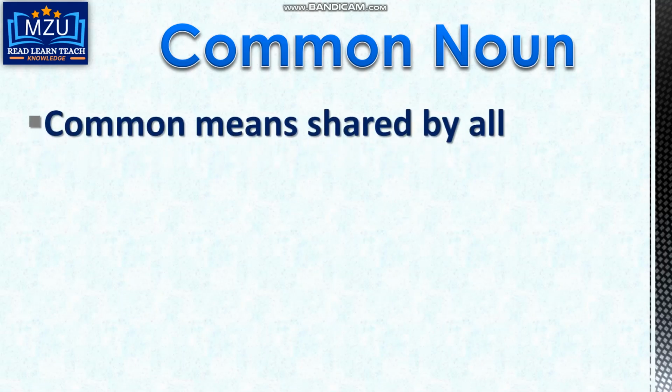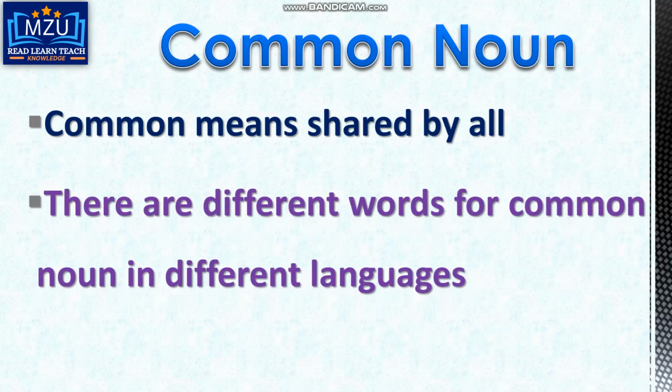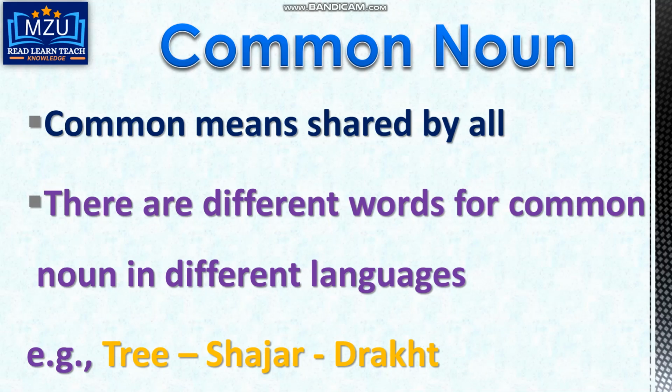Another clue for knowing a common noun is that there are different words for a common noun in different languages. There are different words for common noun in various languages. For example, tree is an English word, while for tree, shajar or drakht is used in Urdu. So tree is a common noun, and all common nouns have generally different words in different languages.